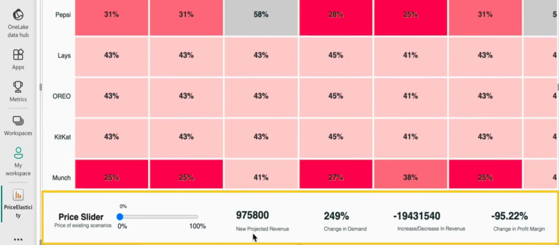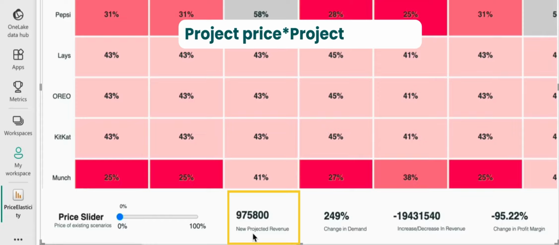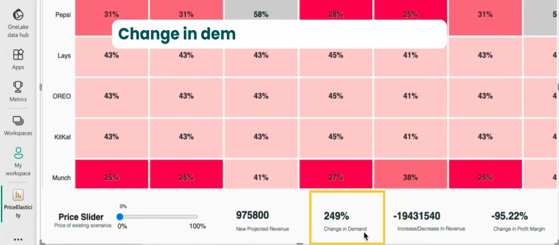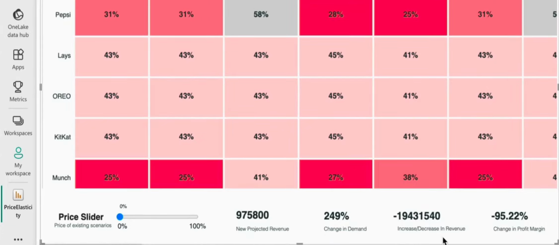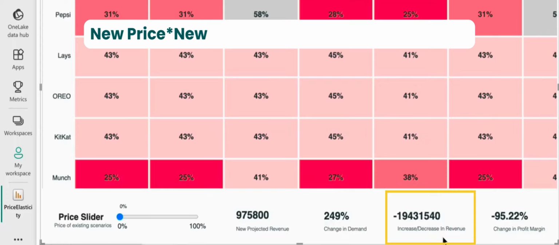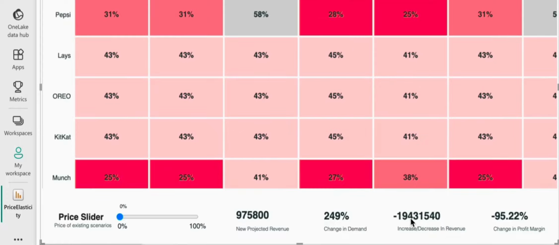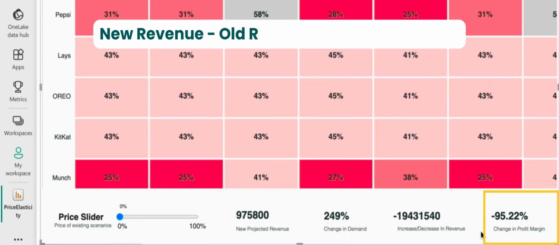It is calculated with the help of projected price into projected quantity, and change in demand percentage is calculated by change in demand upon old quantity into 100. The increase or decrease in revenue is calculated by new price into new quantity minus old price into old quantity, and the profit margin change is calculated by new revenue minus old revenue upon old revenue into 100.